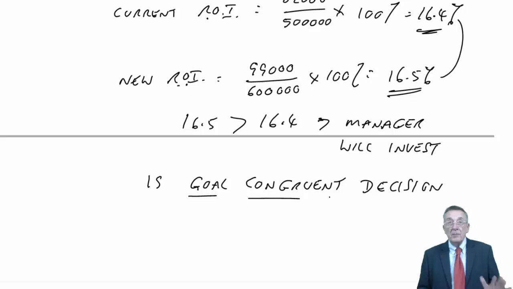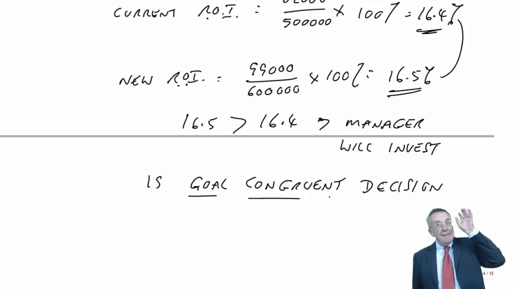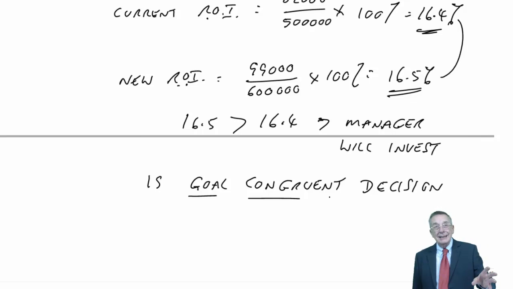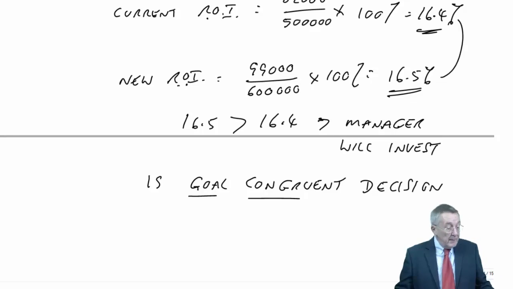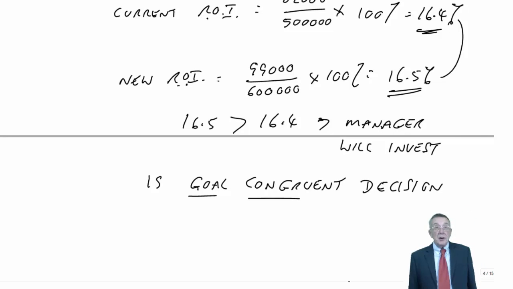Goal is aim, congruent means same. The same aim. The manager makes the decision, he will invest in this machine, and that happens to be what the company wanted him to do. Now that may seem perfectly obvious, and it should be a very obvious way of measuring performance. However, there can be problems.